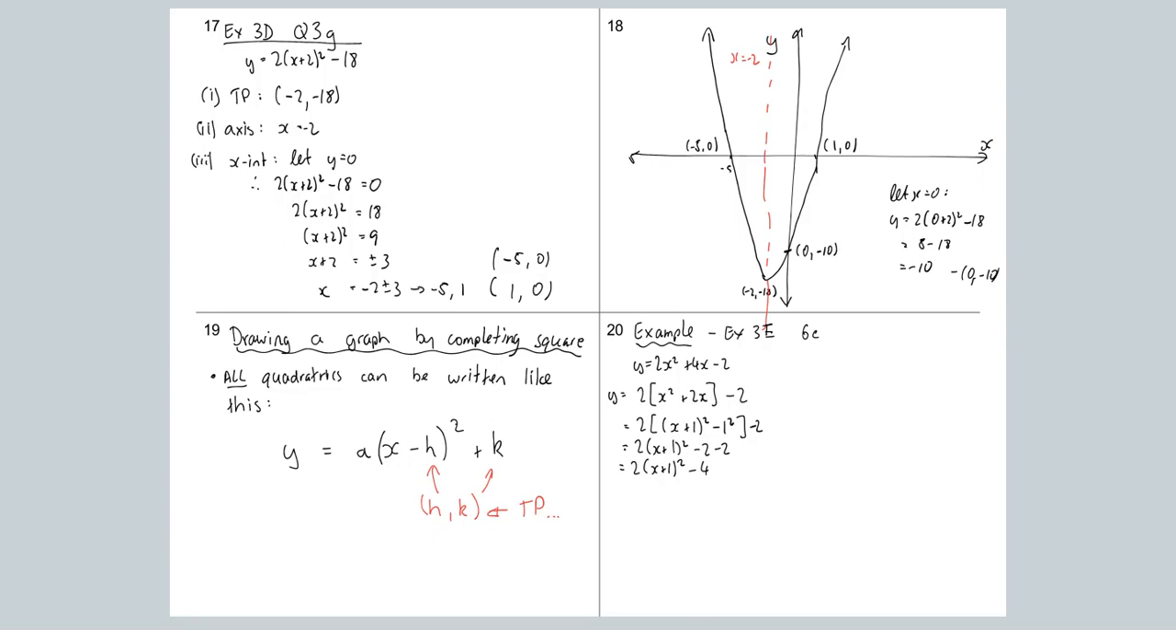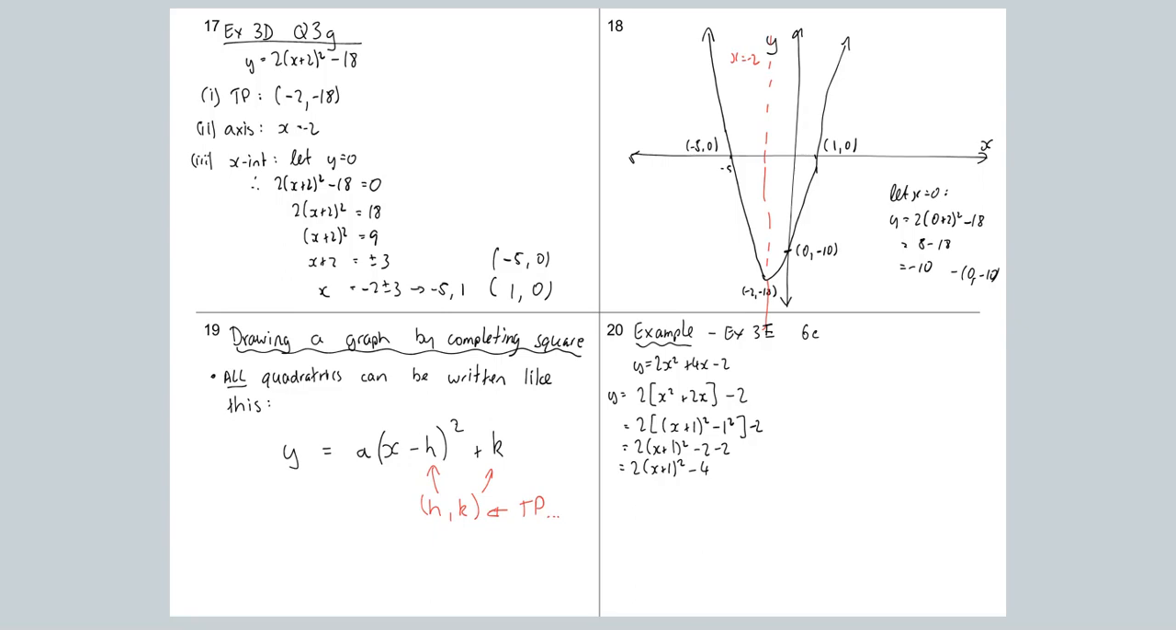Once it's in turning point form, we can now work out the critical pieces of information. And for a quadratic, there are really 4 critical pieces of information. Number 1, is it smiley or frowny? Officially, we call that concave up or concave down.